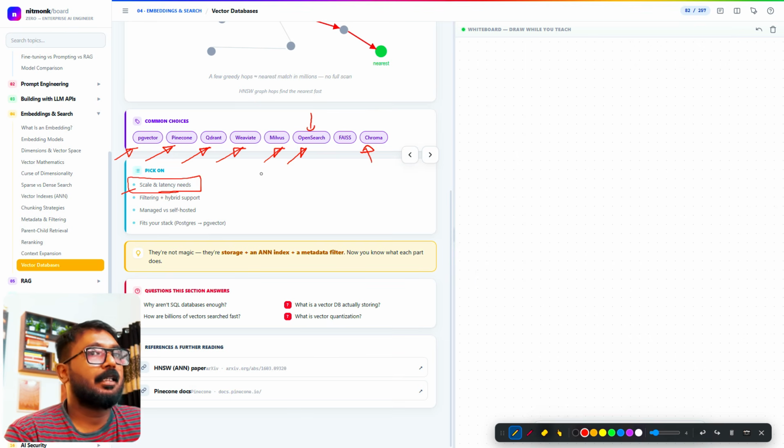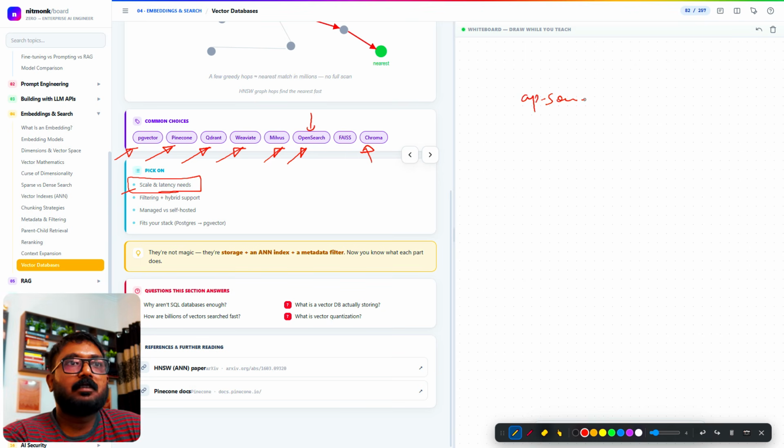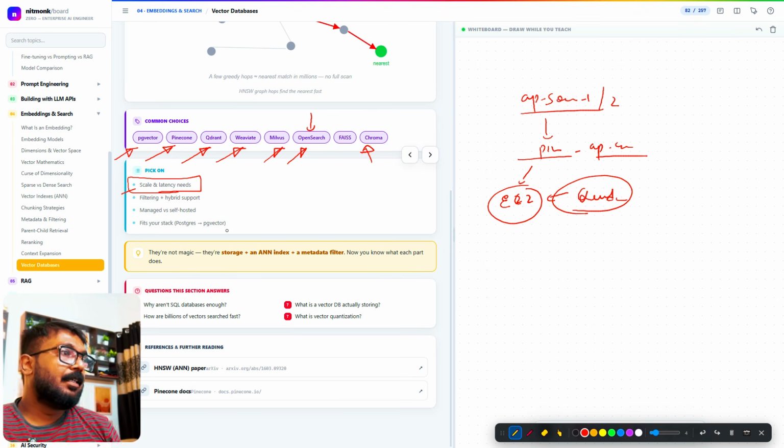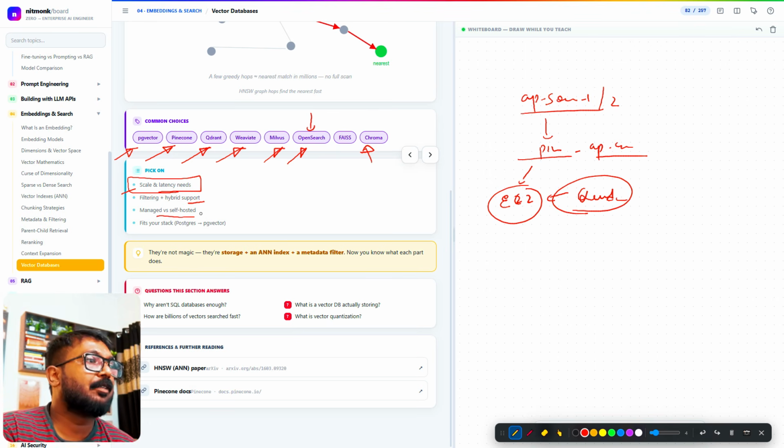So this is really important. If you're trying to build a product that is going to sit closer to your users, let's say you are in Mumbai, AP South 1 or 2, for example, then you could use Pinecone that is hosted inside AP South 1, or you could use an EC2 machine, then use Qdrant, and scale it. Then filtering and hybrid support, managed versus self-hosted. That's what I was telling you. Fit to stack, like Postgres and PG vector. So this is how you select a vector database.